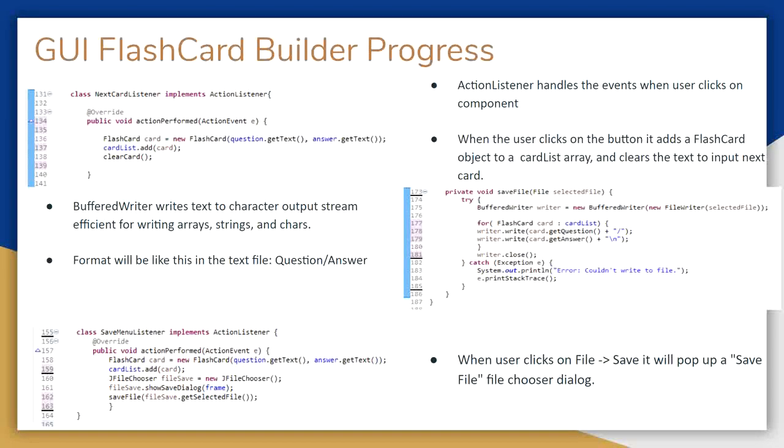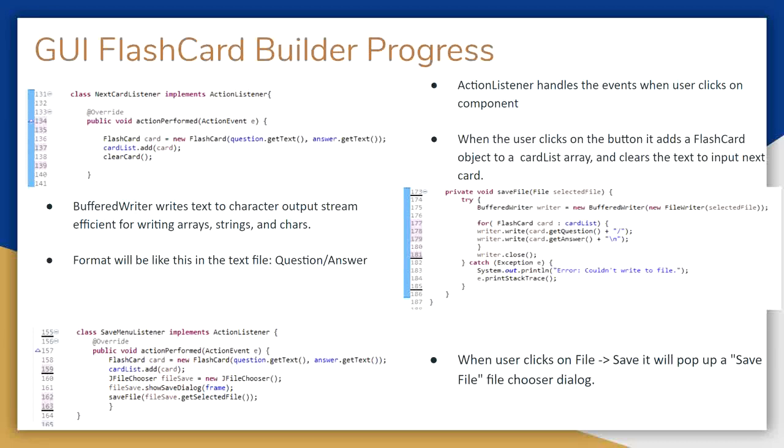This is the code for the flashcard builder. First, we have the next card listener class. This handles the button being pressed. So when the user clicks on the button, the flashcard object is created with the question and answer text in it, and it stores that object onto the card list array. Then it clears the text so that the user can input a new flashcard.